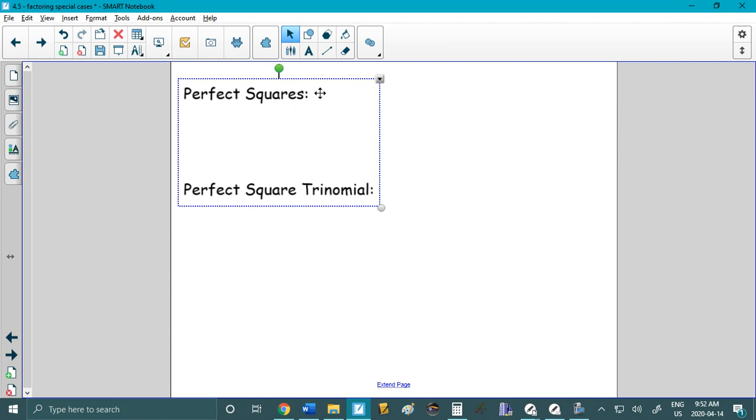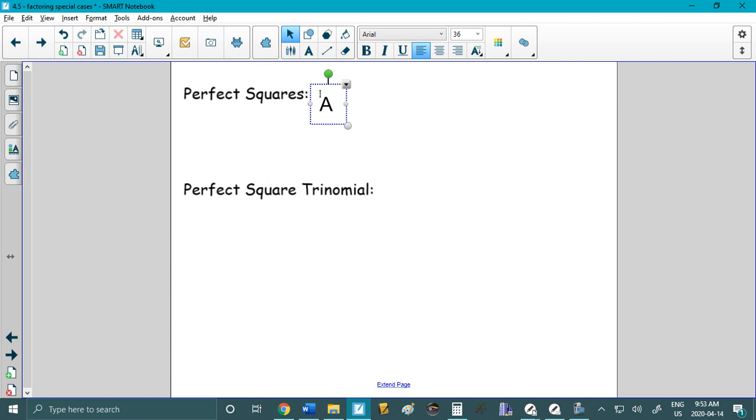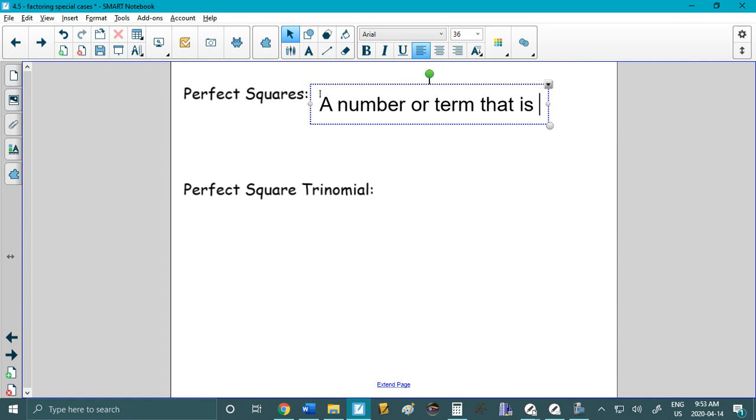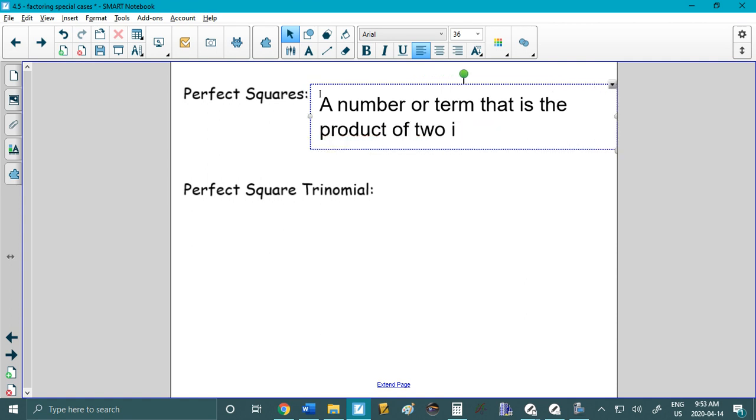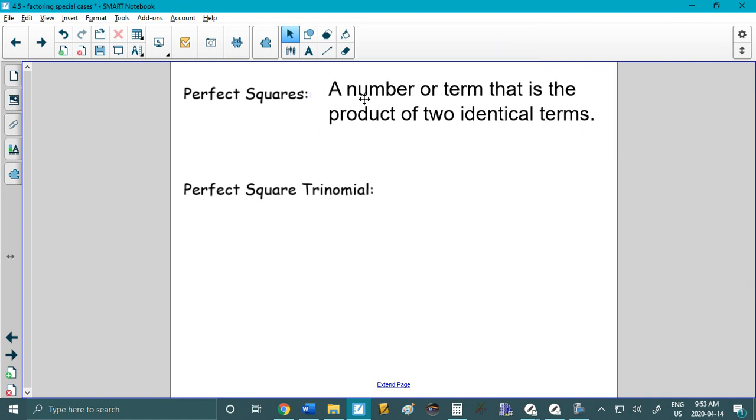A perfect square is a number or term that is the product of two identical terms. Okay, so what do I mean by that? Well, let me list some perfect squares. So 1 is 1 times 1, 4 is 2 times 2, 3 times 3 is 9, 4 times 4 is 16, 5 times 5 is 25, 6 times 6 is 36, etc. And we could keep going.